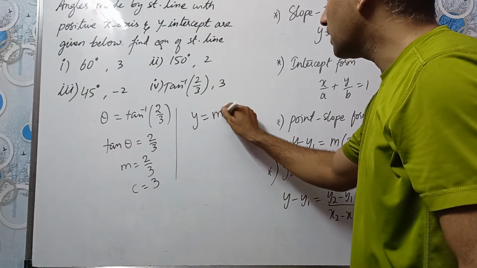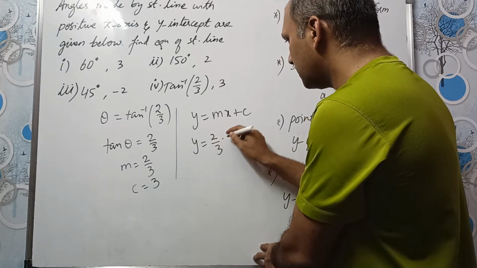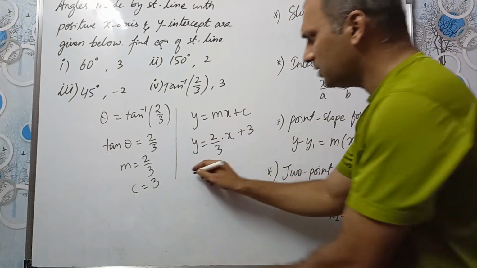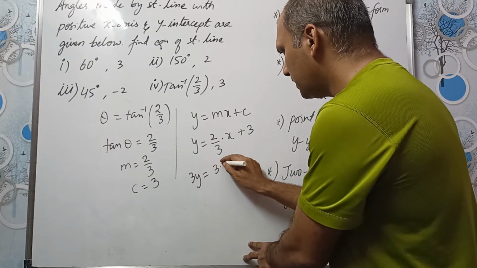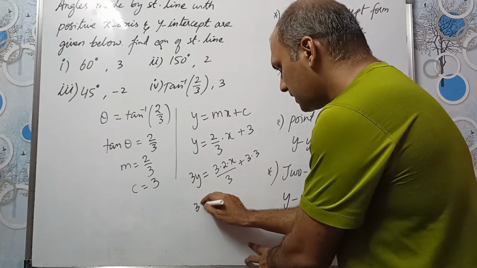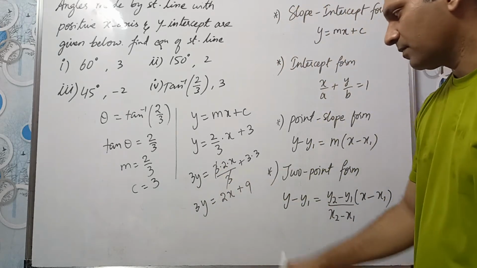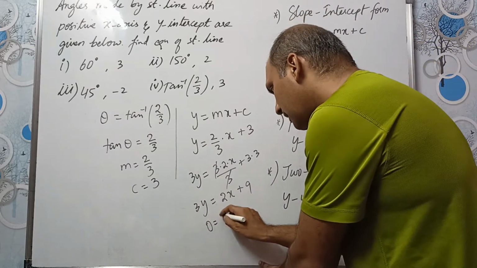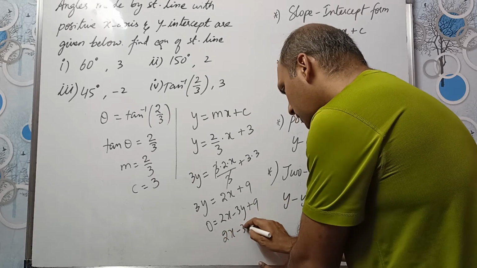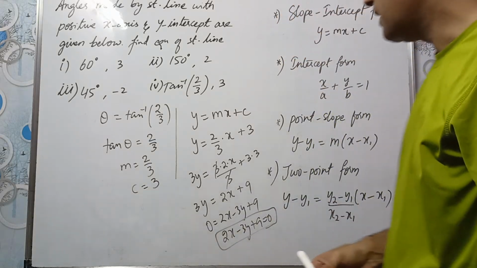Substitute in y is equal to mx plus c. So y is equal to 2 by 3 multiplied by x plus 3. Multiply both sides by 3 because we have 3 in the denominator. So this will be 3y is equal to 3 into 2x divided by 3 plus 3 into 3. The 3 gets cancelled here: 2x plus 9. If you send this 3y to the other side, we have 2x minus 3y plus 9 is equal to 0. Okay. I hope this is clear.